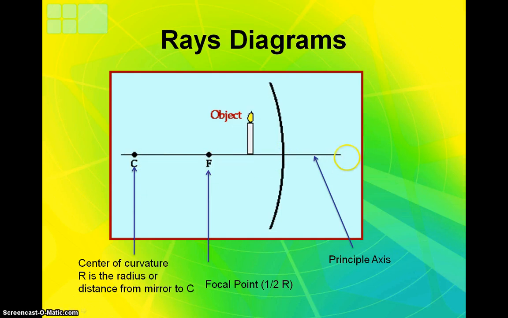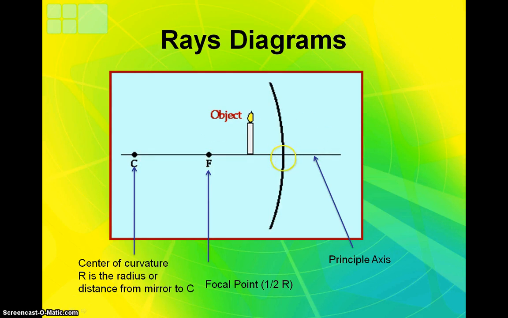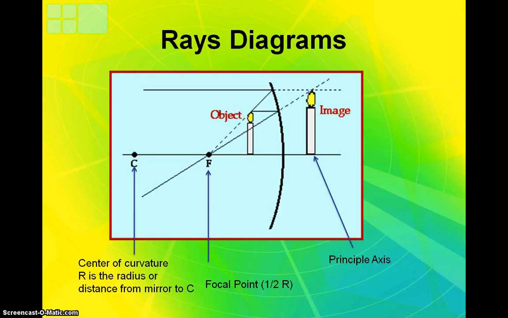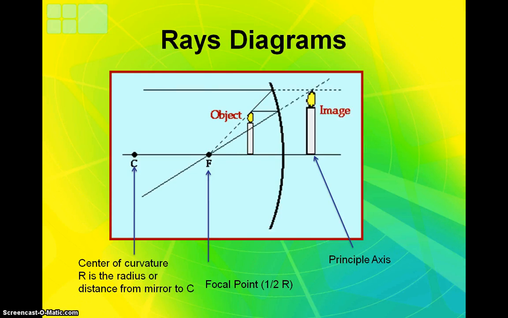The last thing that we have here is called the principal axis, and the principal axis runs perpendicular to the mirror where it encounters the mirror. Then we place the object in front of that mirror and it produces an image. Here it shows where that image lies and what size it is relative to the object. It determines whether it's upside down or right side up.